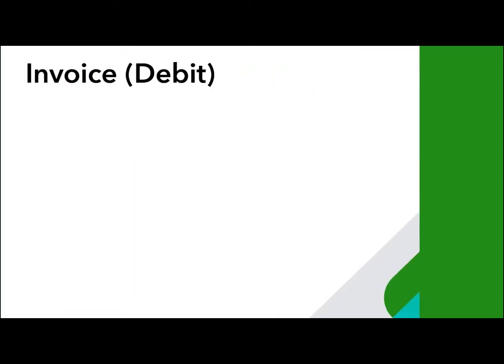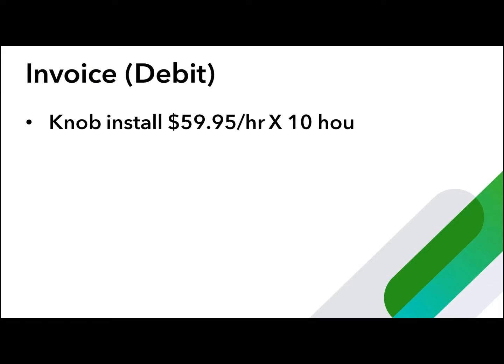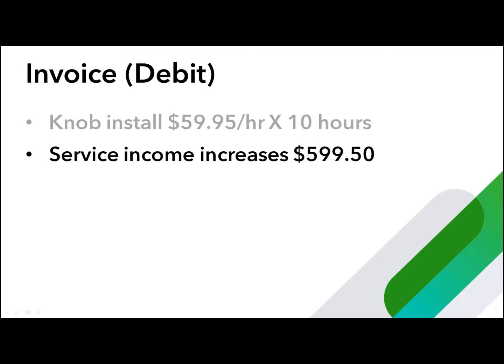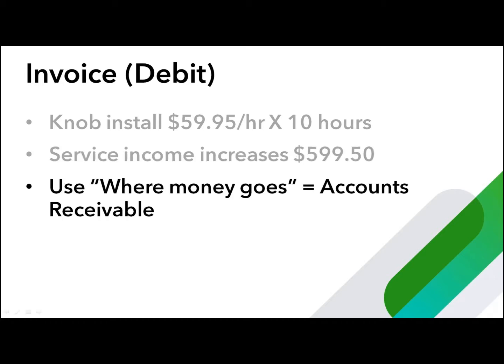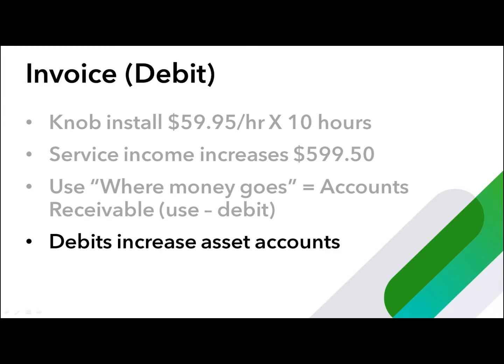Let's look at this sale from the left side, or debit side. Remember, you sold 10 hours worth of knob installations. Your service income increased by $599.50. The use, or where the money goes, is accounts receivable. This is an asset because your customer owes you the money. Uses are usually debits. This makes sense because debits increase asset accounts.